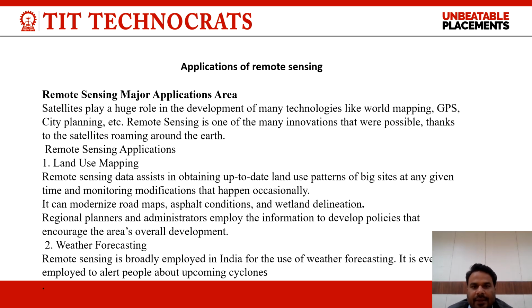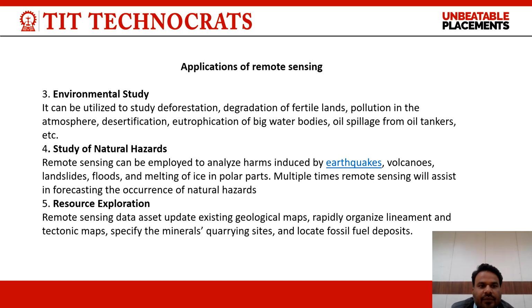There are so many applications of remote sensing. Remote sensing is used in different major areas like city planning, world mapping, GPS. Remote sensing is one of many innovations that were made possible thanks to the satellites roaming around the earth. Remote sensing applications cover different areas. First one is land use mapping. Next is weather forecasting, environmental studies, study of natural hazards, and resource exploration. Environmental study is an important application of remote sensing.